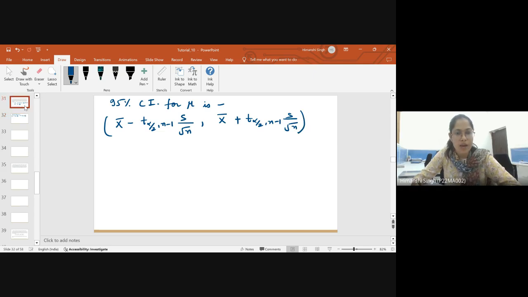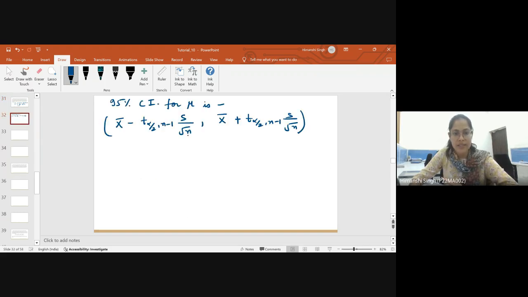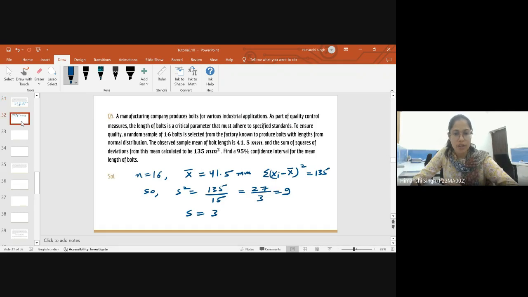Now s square we know, so we can find out the value of s here. This will be 27 by, so it will be 9 here. So s will be 3. Okay. Now s is 3, n is 16. X bar we already know, we have 41.5.